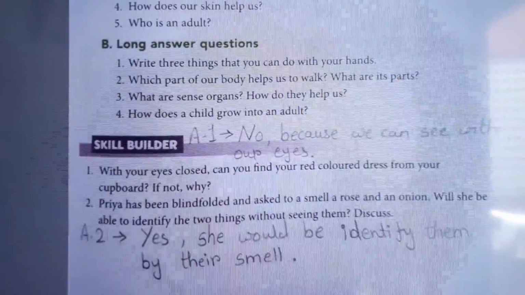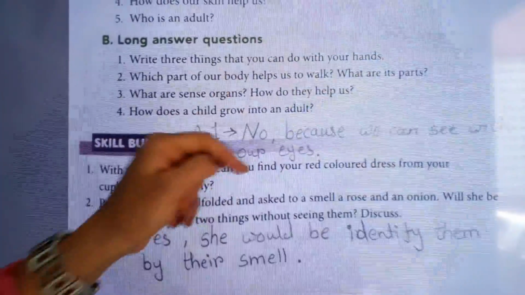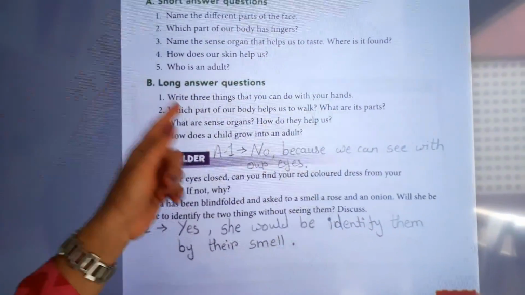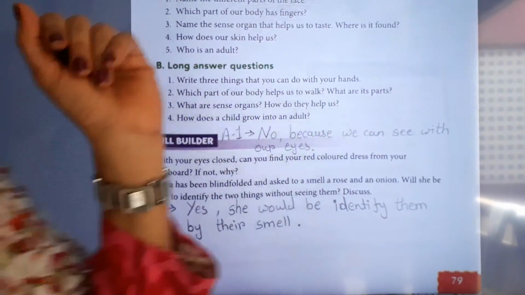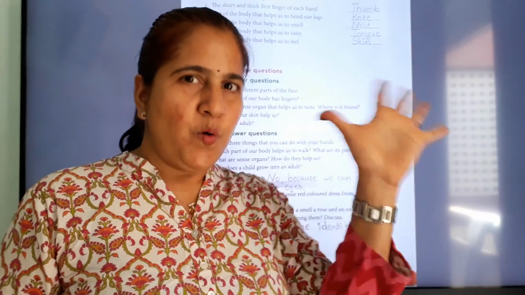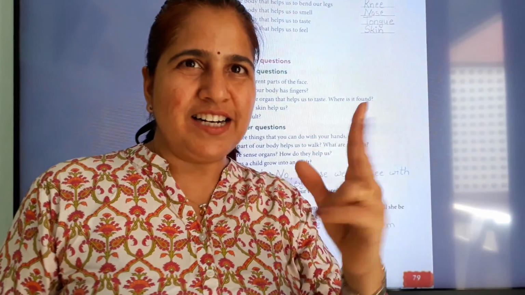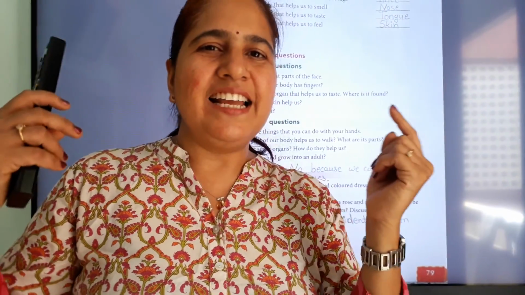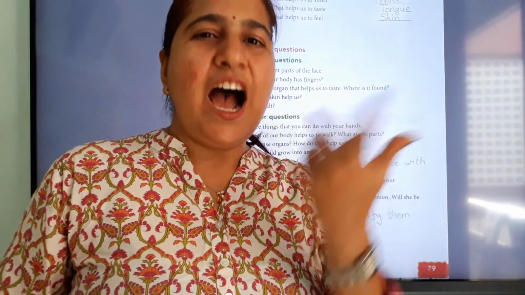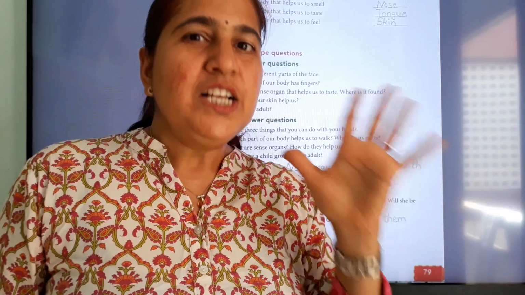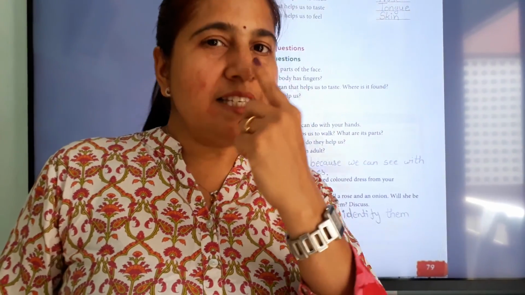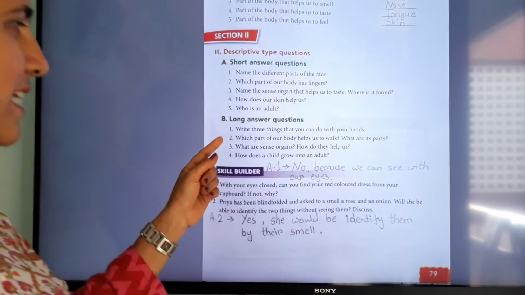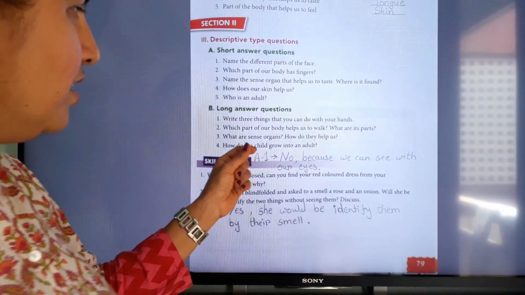Question number 3. What are sense organs? Can you name the sense organs? How many sense organs do we have? We have 5 sense organs: eyes, nose, ears, tongue and skin. These are our sense organs.